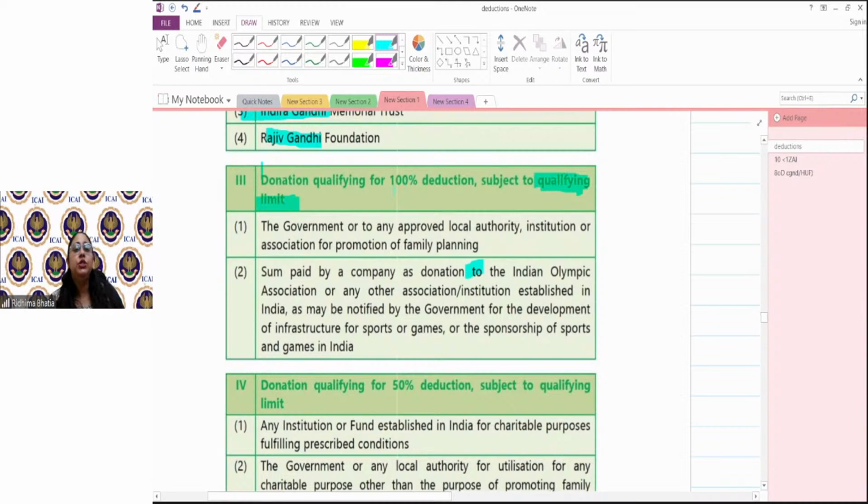Category 3 talks about donation for 100% deduction subject to qualifying limit. Now there are only two in this. One is related to family planning, a government approved or local authority institution for family planning, and one is the Indian Olympic Association. This you have to remember. A sum paid by a company. First of all, this is only for a company. The company is making a donation, so here all assessees are not there. The company is making a donation to the Indian Olympic Association or any related fund, then 100% deduction. So Olympic or family planning would appear. So you know it's about the third category.